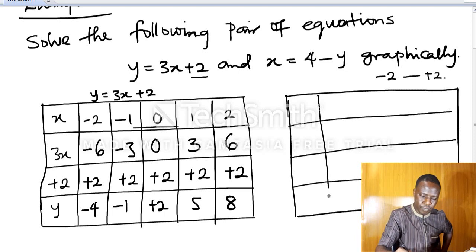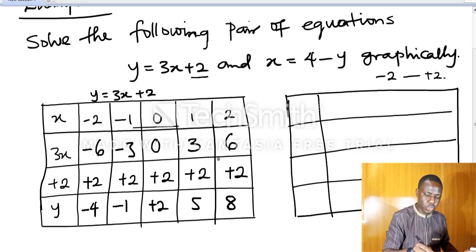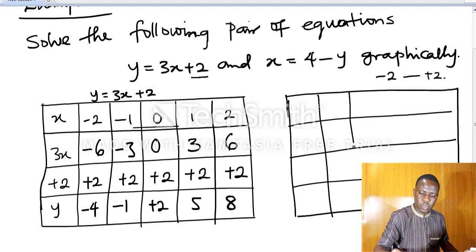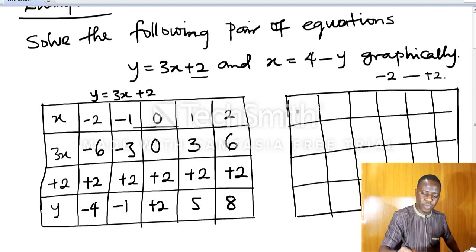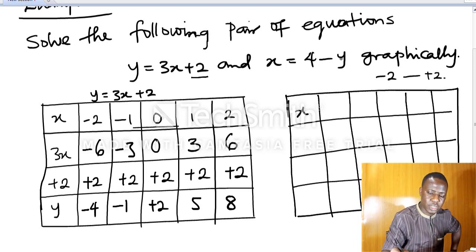Okay, I will also use the same interval as that which I used in the first graph. 1, 2, 3, 4, 5. This is 1, 2, 3, 4, 5. So this is the value for x. But first of all, you make y the subject of the equation in this equation.